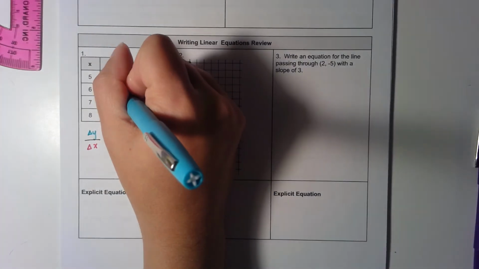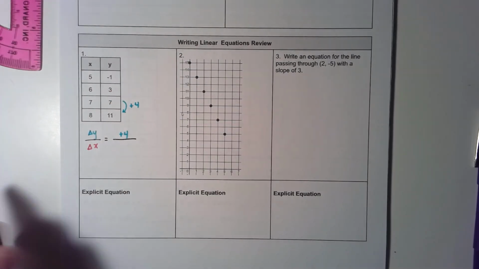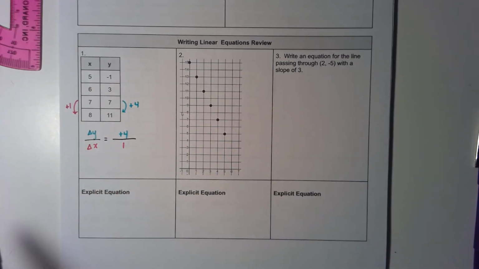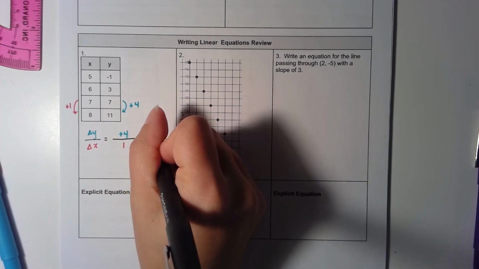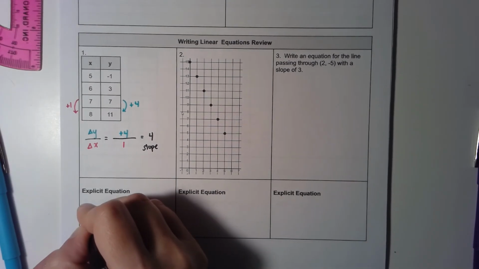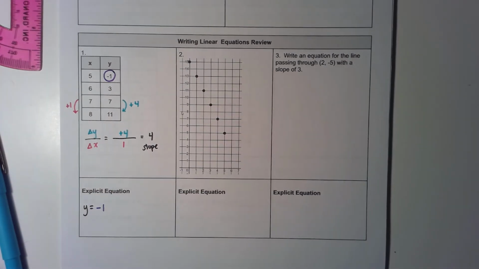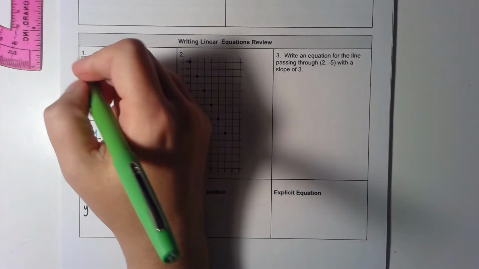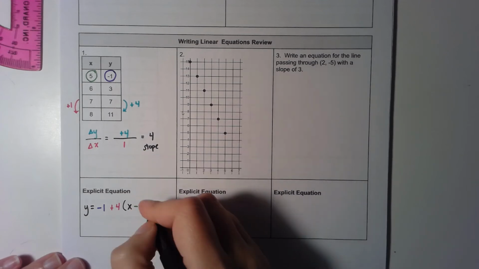Now, change in y here would be going from 7 to 11, which is plus 4. And change in x here would be going from 7 to 8, which is plus 1. Now, 4 divided by 1 does simplify, which means we get 4 for our slope. To write this equation, we would start with y equals, and then we would use our starting value, which is -1, plus our slope, so +4, parentheses x, and then we need to look at our starting x value. In this case, it's a 5, so to get back to 0, we would put -5 here.